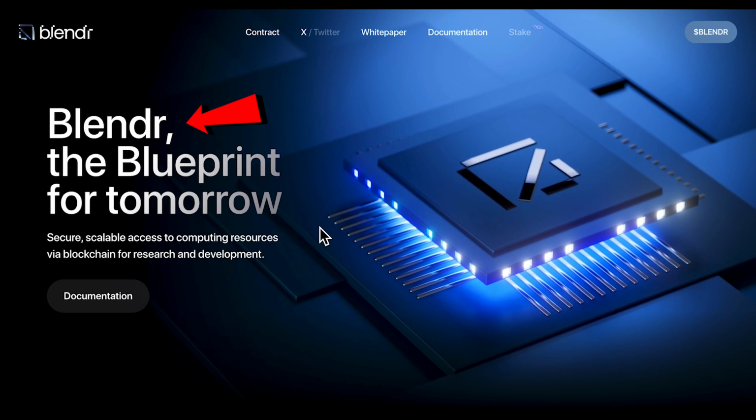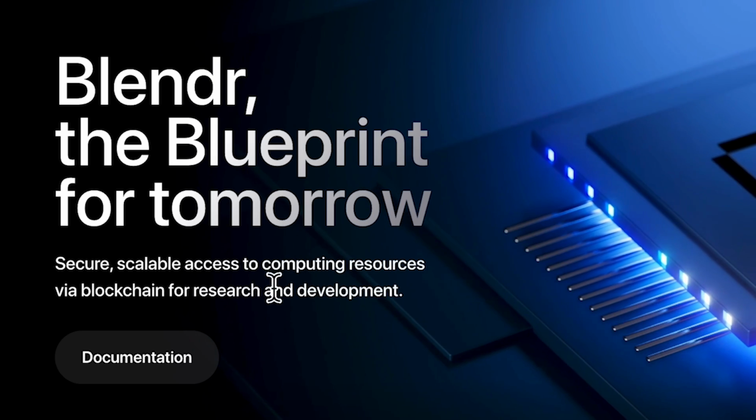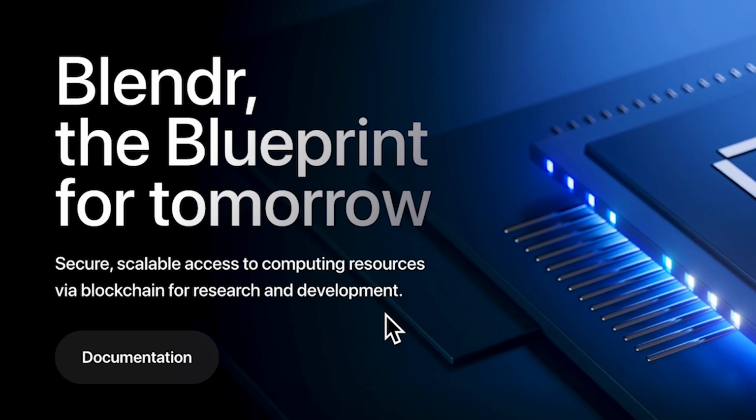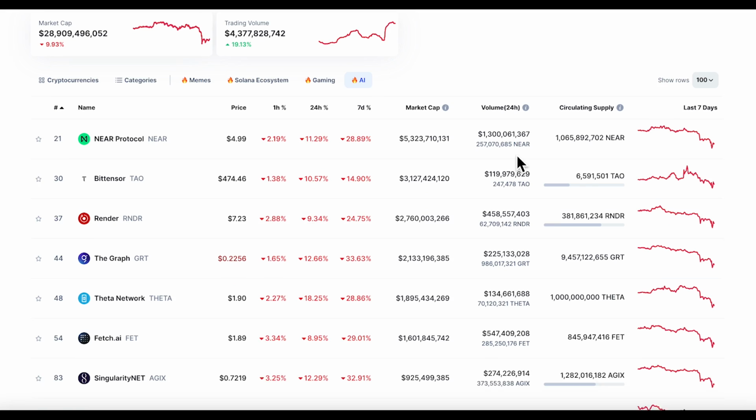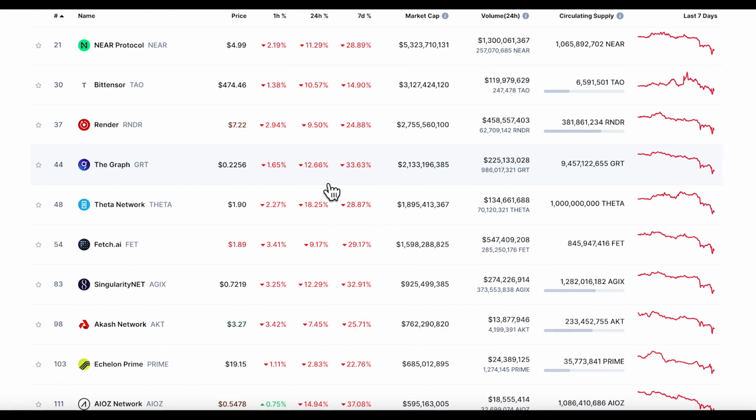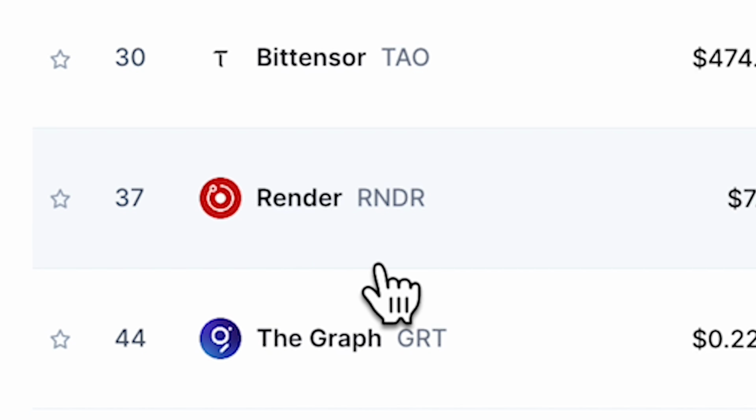Blendr is a low-cap AI data rendering play, secure, scalable access to computing resources via blockchain for research and development. Blendr is a low cap, and these are high caps, but you can most compare Blendr to crypto projects like Render, like Fetch AI, like Singularity Net. Actually, probably most like Render.